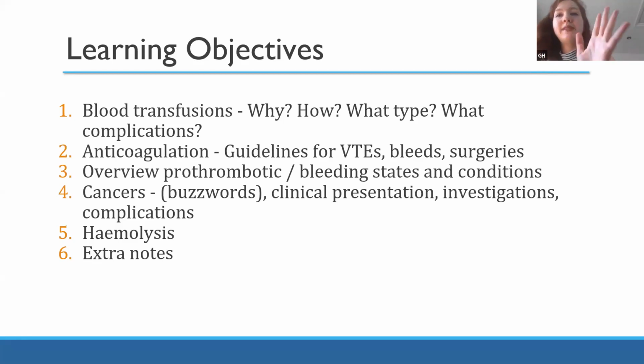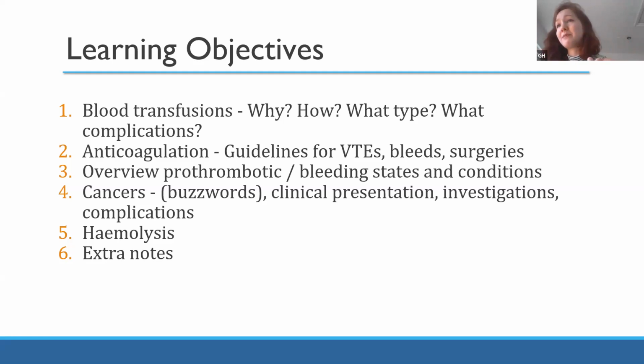I have looked through some past paper questions, so I've tried to do this based on what questions I've seen come up. There are definitely questions on blood transfusions. This is also important for you. You will be asked all the time as an F1, whatever specialty you're on, to see patients who are having some sort of blood transfusion reaction.